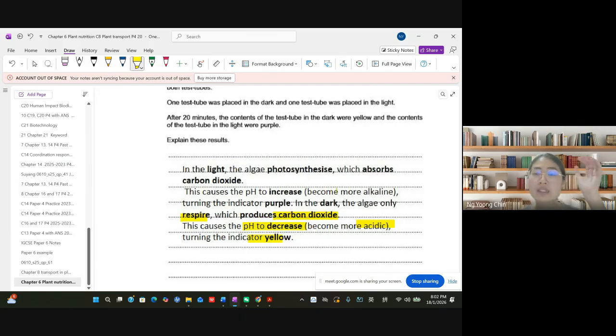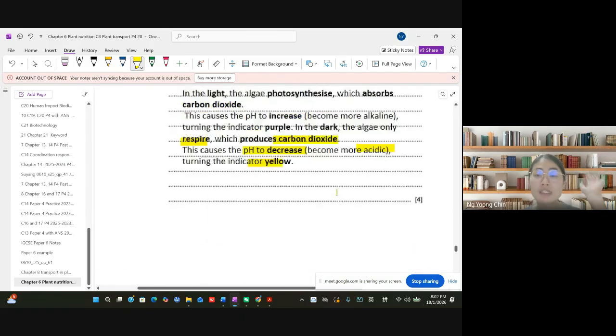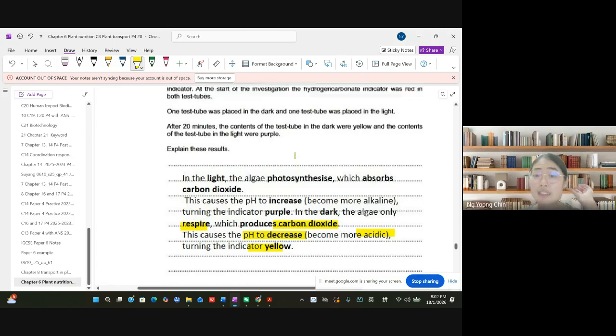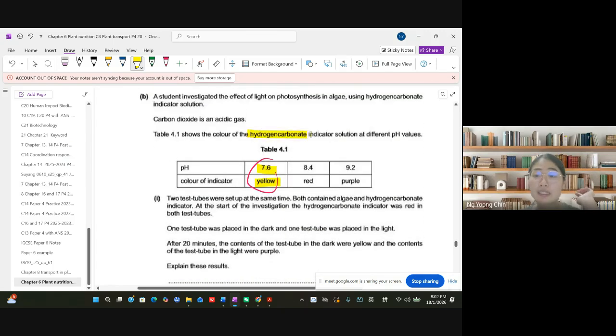Okay, so just remember that the plant, especially the stomata, you know, stomata, they have 3 functions. They can do what? They can do the respiration, photosynthesis, and the transpiration. These 3 functions. Okay, so that's why, like this. Remember the pH indicator color, which is this one, hydrogen carbonate indicator.